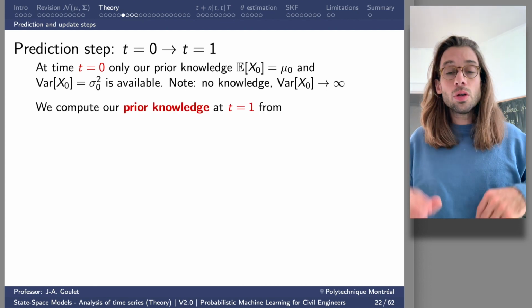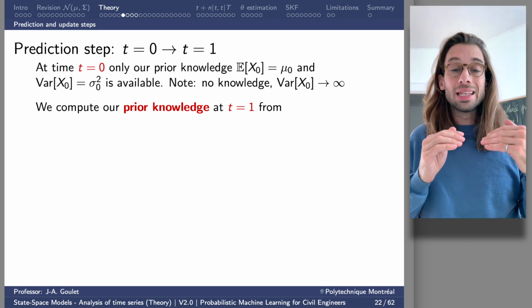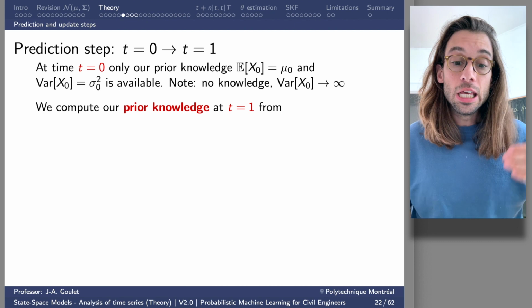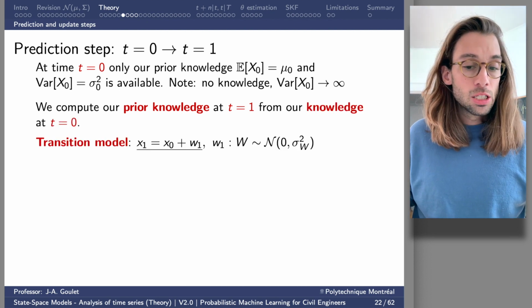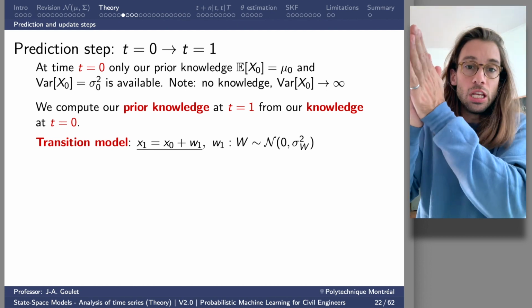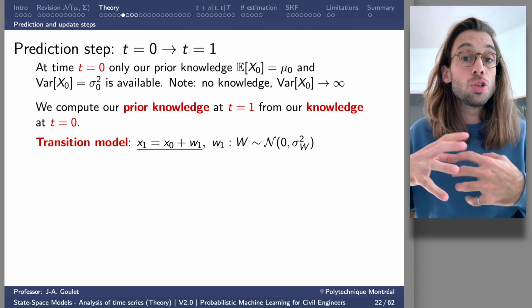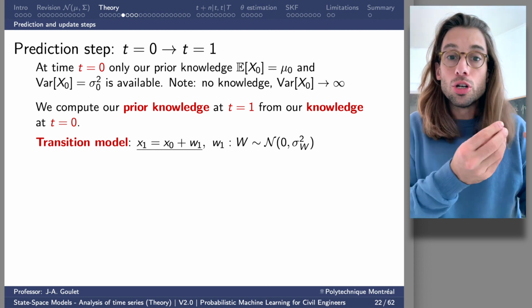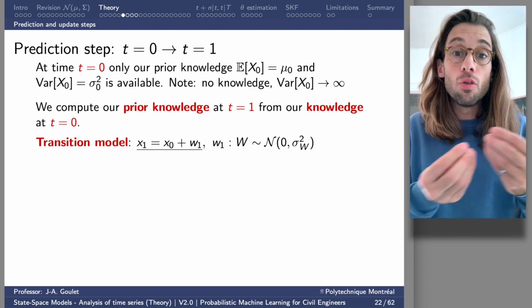Then, what we're going to do is that from our prior knowledge at time t equals 0, we're going to compute our prior knowledge at time t equals 1. Okay? So in order to propagate our knowledge at time t equals 0 to t equals 1, we're going to use our transition model, because this is the transition model that expresses how our knowledge evolves over time.